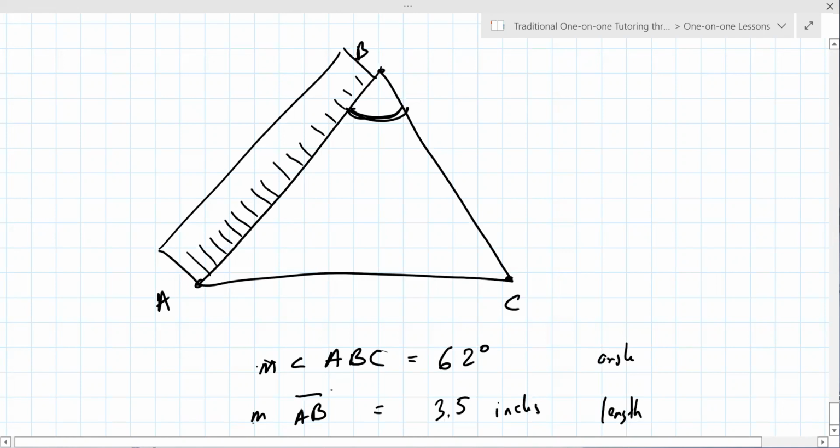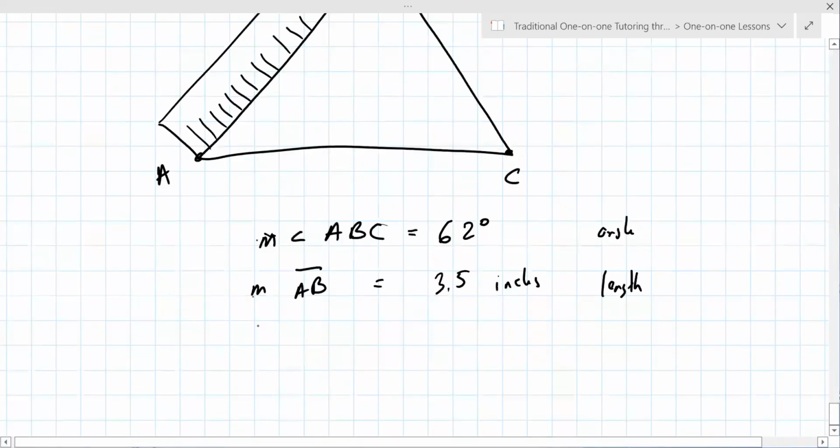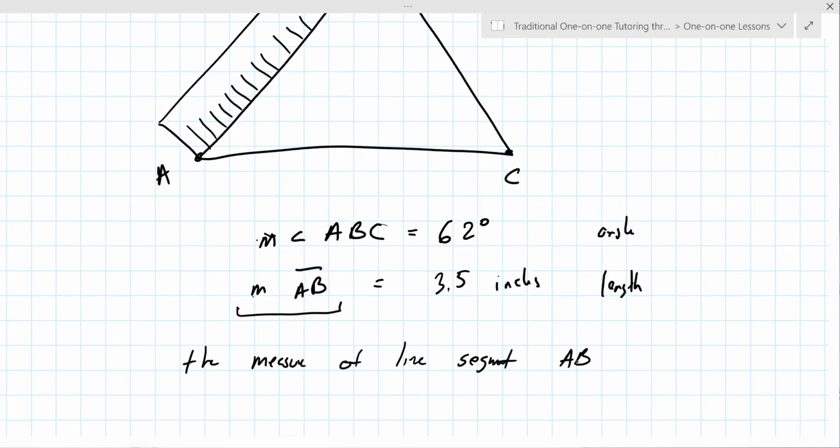So for the one above, it's measure of angle ABC. For the one below, it's just the measure of line segment AB. This is important also: on your first exam, somewhere they ask you to distinguish between the measure of an angle and the measure of a line segment.